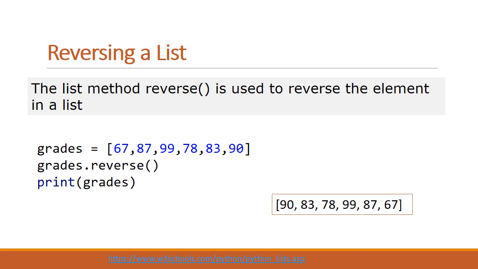The list method reverse is used to reverse the elements in a list. In this example, we have our grades. Then we call the reverse method on our grades, and you can see that now the grades in the list have been reversed.